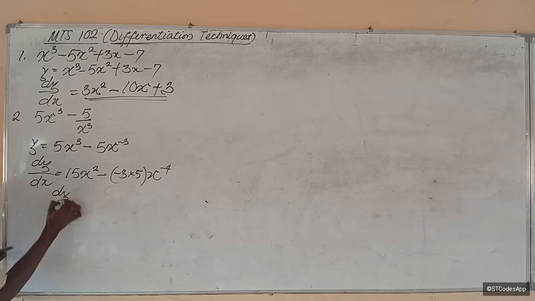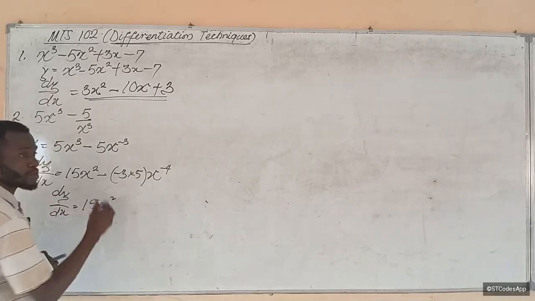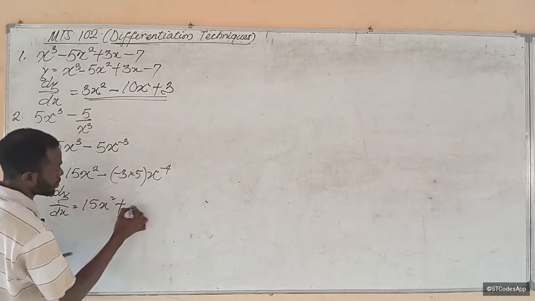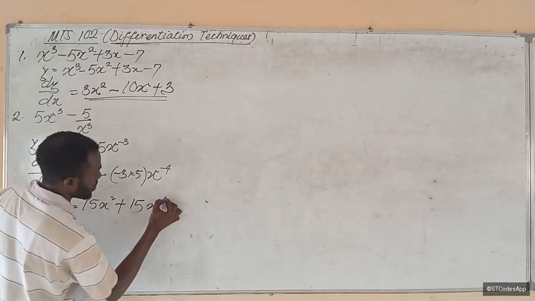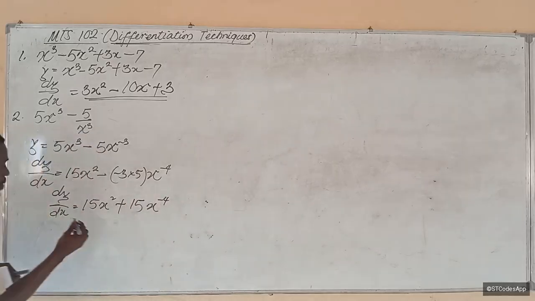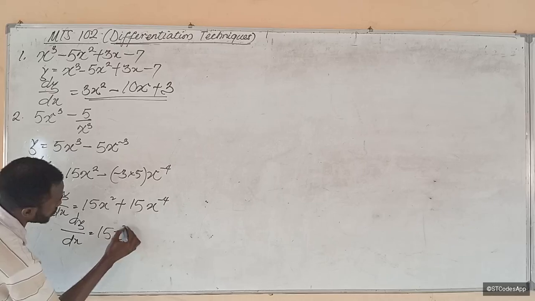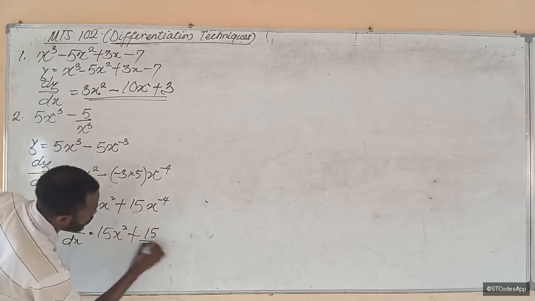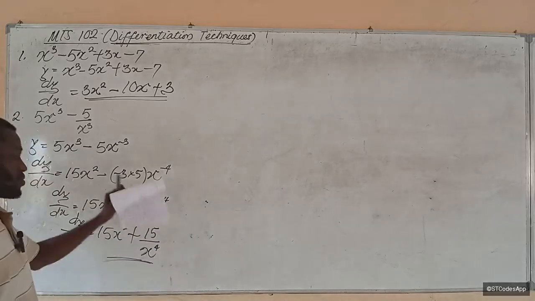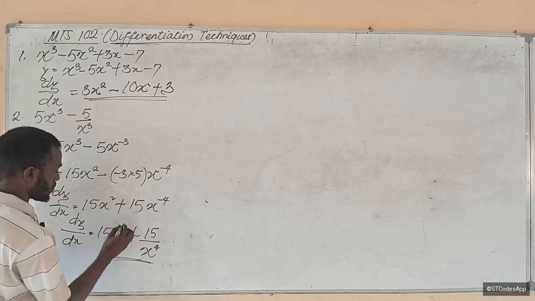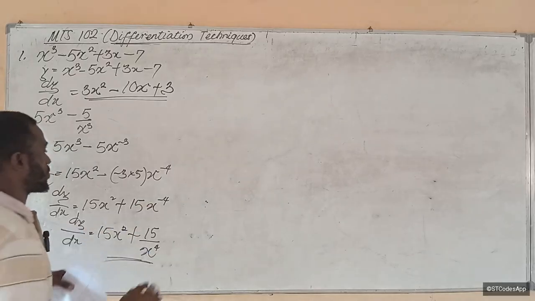So dy dx becomes 15x squared plus, because minus times minus is plus, 3 times 5 is 15, and we have x raised to the power minus 4. So this can go back down. So we have dy dx is equal to 15x squared plus 15 over x raised to the power 4. All right, from my initial knowledge of what I said before, this negative power means the term is coming from the denominator.